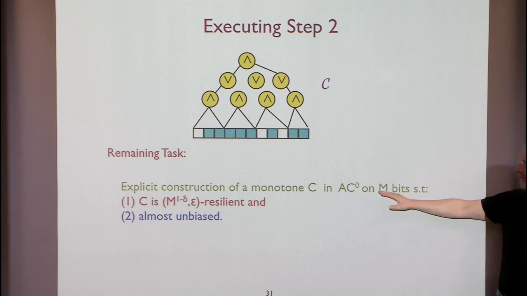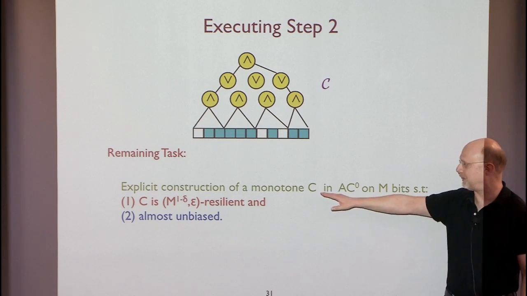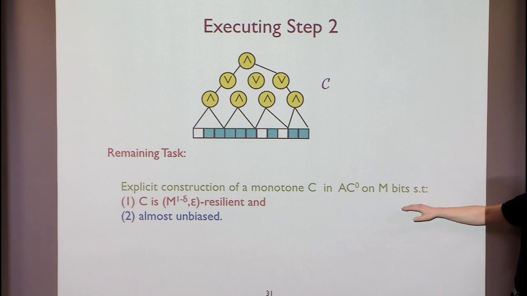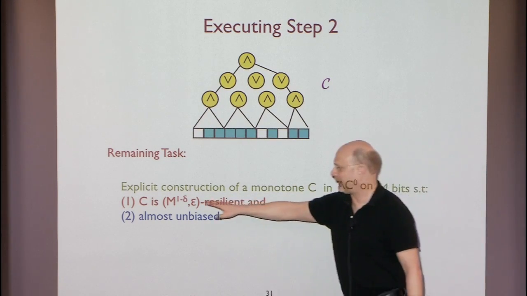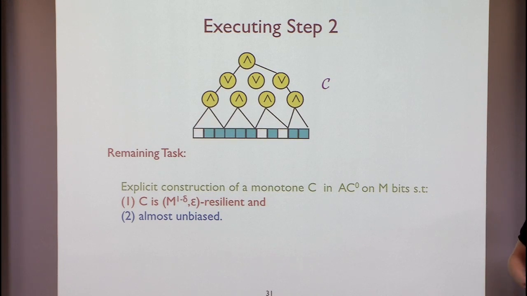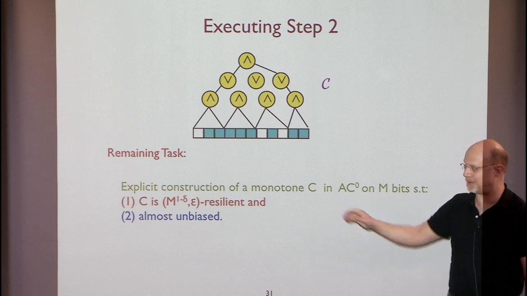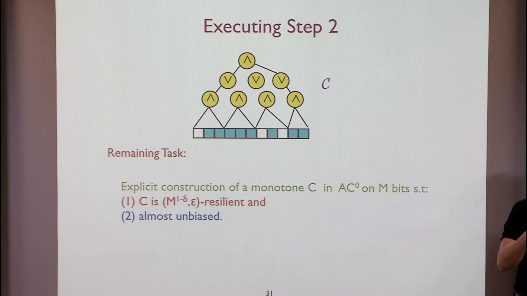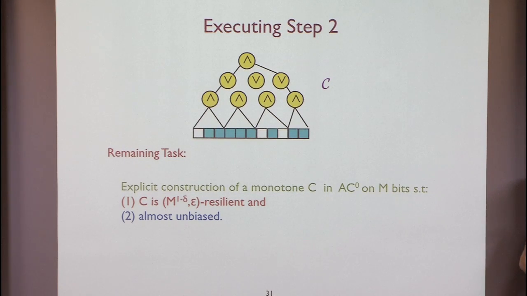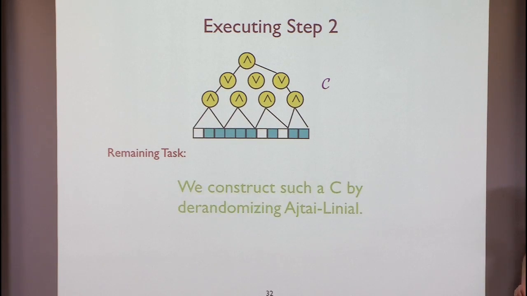We want an explicit construction of a monotone function C in AC0 on m bits such that C is resilient even if an adversary controls m to the 0.99 of the bits. And this function should be almost unbiased. It should be approximately 50-50. And if we do this, then we're done. But this is still a non-trivial task.